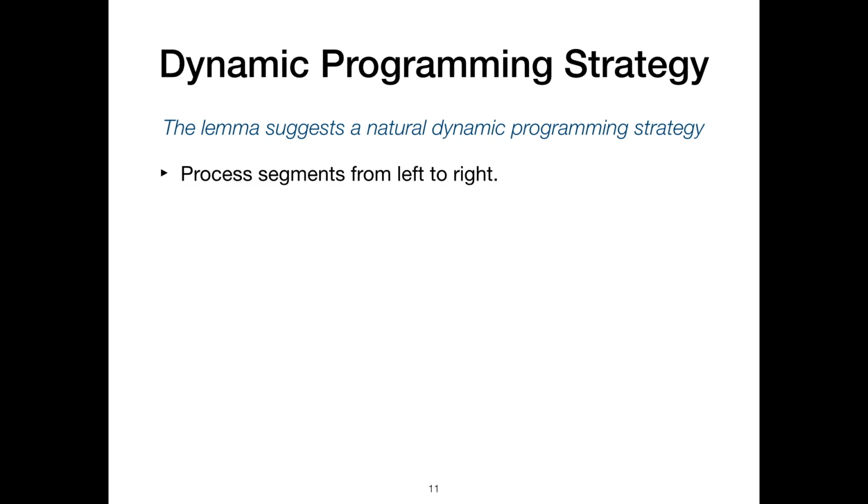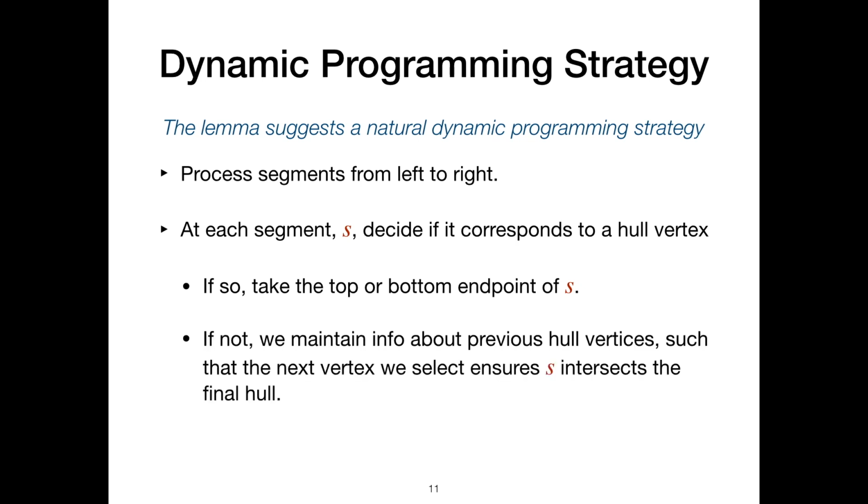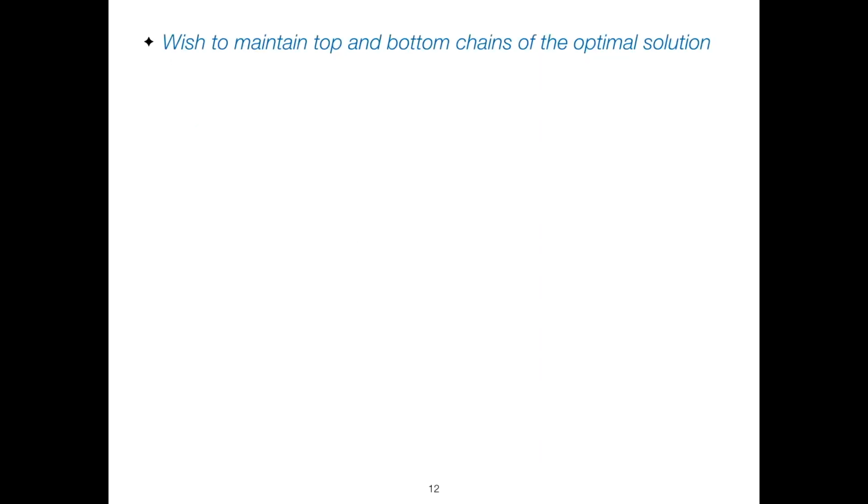We can process segments from left to right. At each segment S, decide if it corresponds to a hull vertex. If so, take the top or bottom endpoint of S. If not, we maintain information about previous hull vertices such that the next vertex we select ensures S intersects the final hull. Hence, the realization of S can be on or inside the hull.